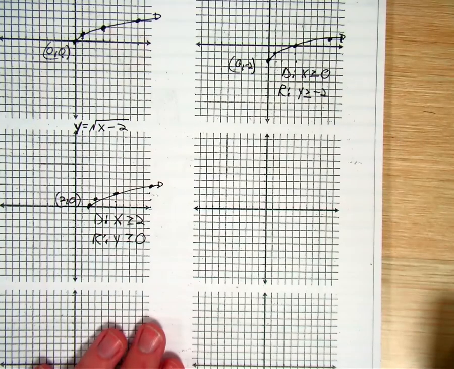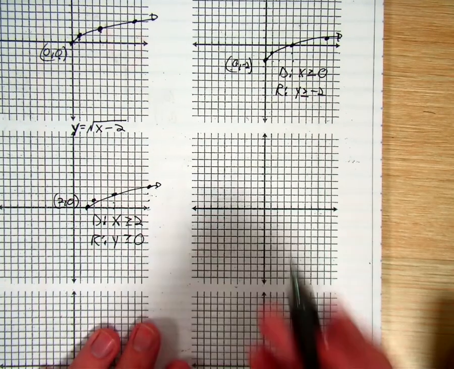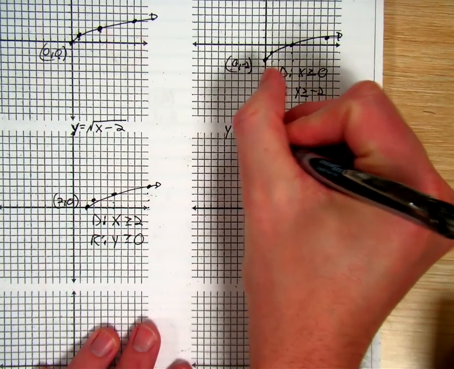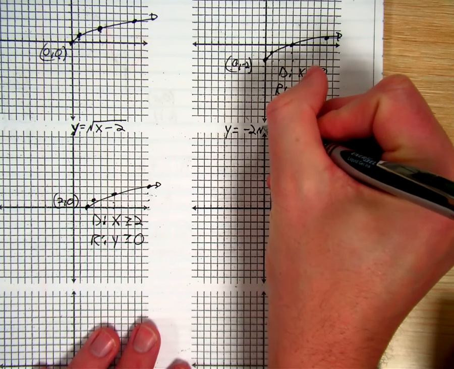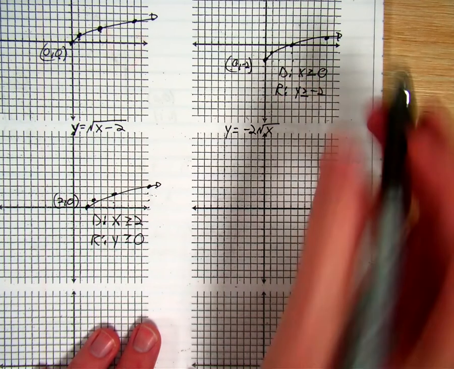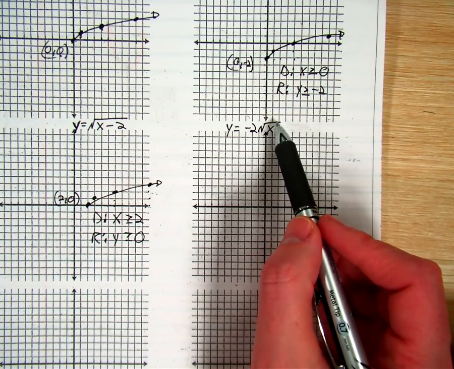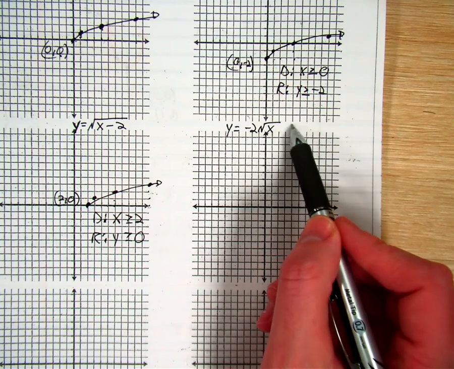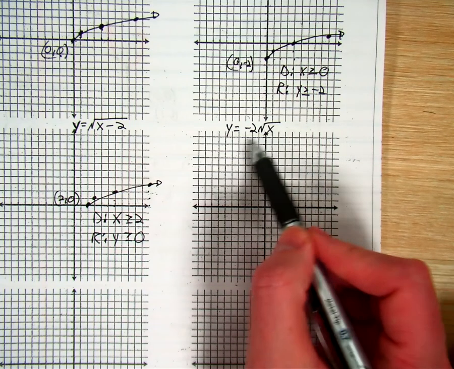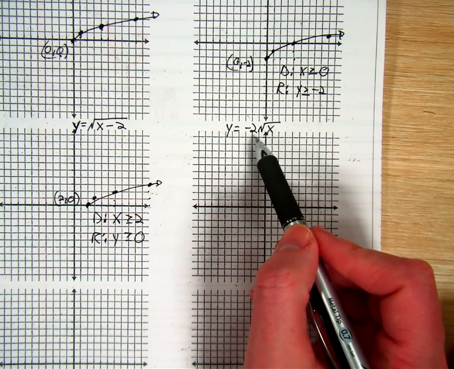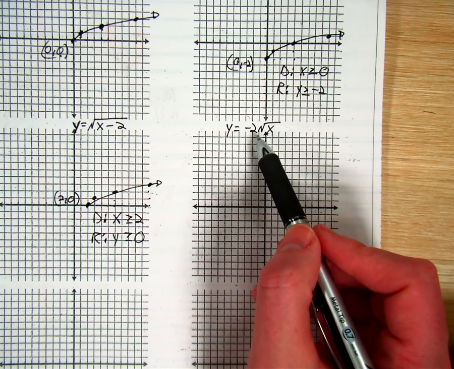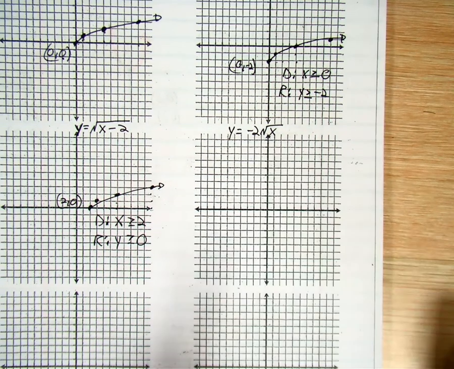One last little tiny one, and then we'll get into the fun ones. What happens if I throw that negative 2 in the front of the square root as a multiplier? There's no left and right shift inside. There's no up and down shift outside. Think about what that negative 2 multiplier is going to do on the front. Go ahead and push pause and give that a try.